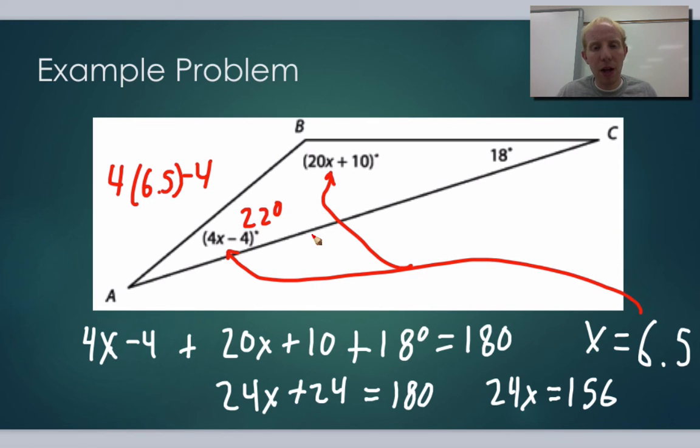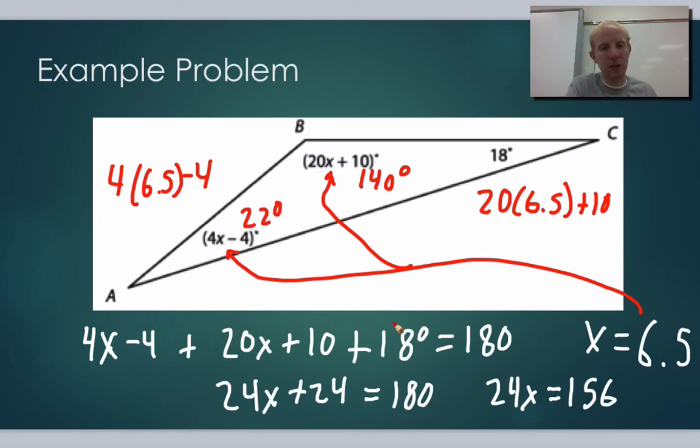Okay, and then this one right here, you'll get 20 times 6.5 plus 10. Plug that into your calculator, and you'll get that that angle is equal to 140 degrees. Okay, and there you go. So now you have found x, so now you can find the angles themselves. Okay, so we still use the triangle sum theorem. We just have to have an extra step of solving for x and then plugging it back in to find the angles. Okay.